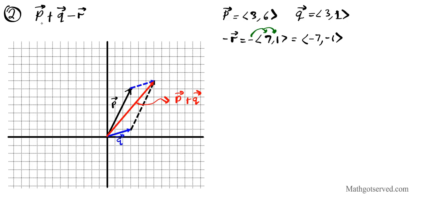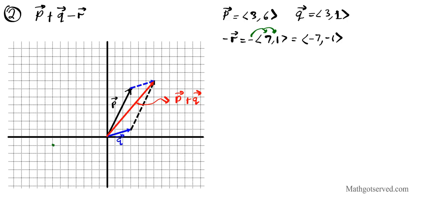Okay, all right, now is that what we're looking for? Absolutely not. We just added the first two. Now we need to combine it with negative r. Okay, so where is negative r? Let's go ahead and graph negative r. Negative r is negative 7 units to the left. Let's do that in green. Negative 7 to the left: 1, 2, 3, 4, 5, 6, 7, and down 1. Okay, so there's the tip of vector r.